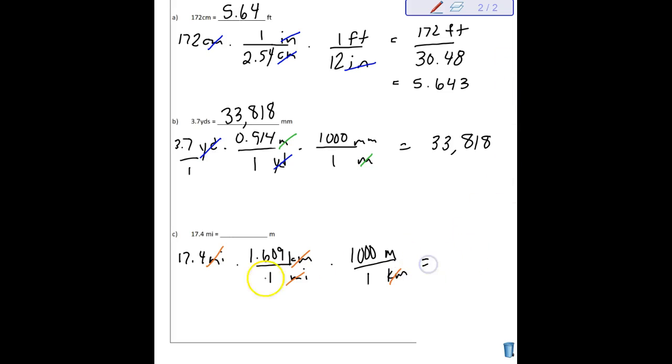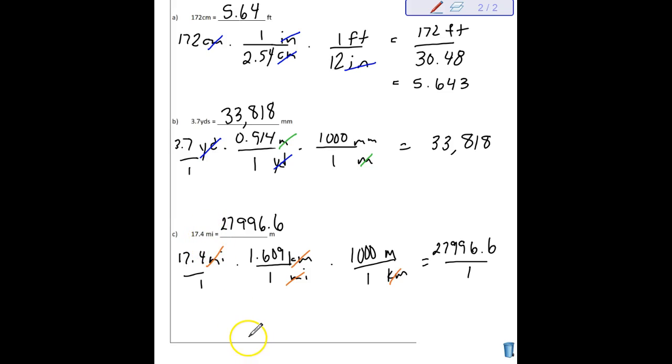So I'm going to go ahead and multiply my 17.4 times 1.609 times 1,000. I'll give you a second to do that. And that's going to give me 27,996.6. And then of course the denominator is just 1. So this is 27,996.6 meters, which is the same as 17.4 miles.